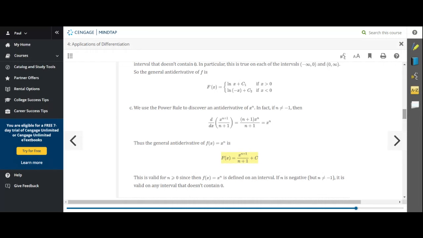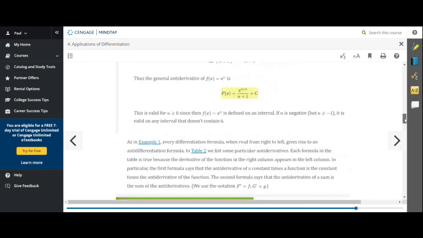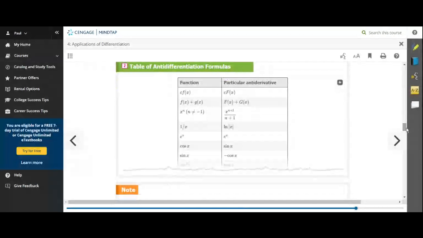Okay, and it's valid for n greater than or equal to 0. So again, you know how to take derivatives of functions, but now you can move forward. Given a function, you can take the derivative. Can you, given a derivative, then go backwards and get the function whose derivative it is? Okay, and they have here a table of anti-differentiation formulas. This is table 2, and they give some different functions along with some different antiderivatives.